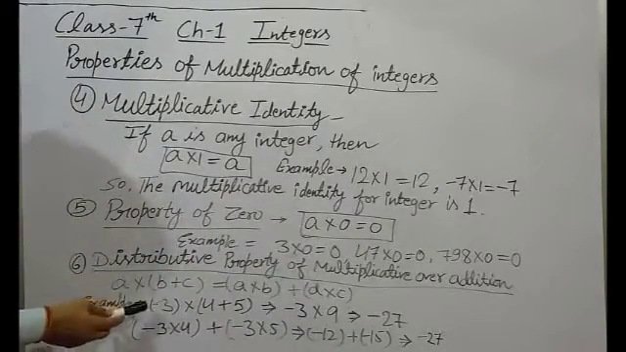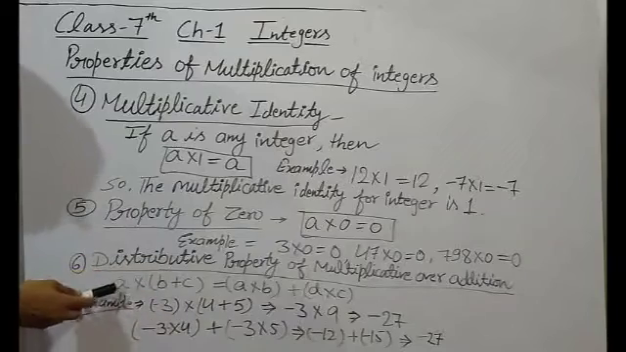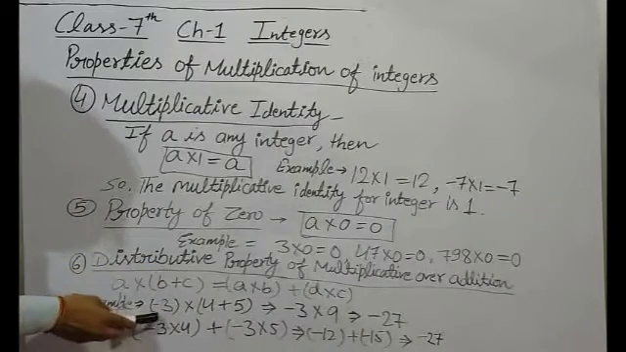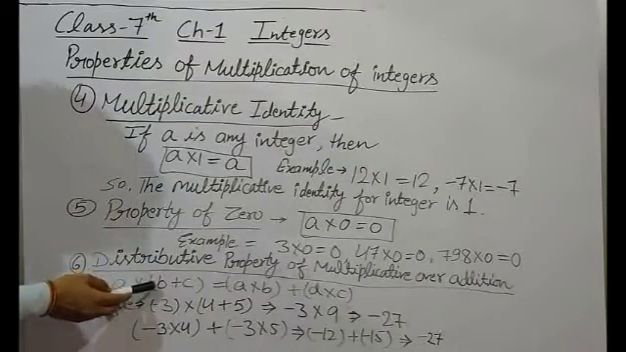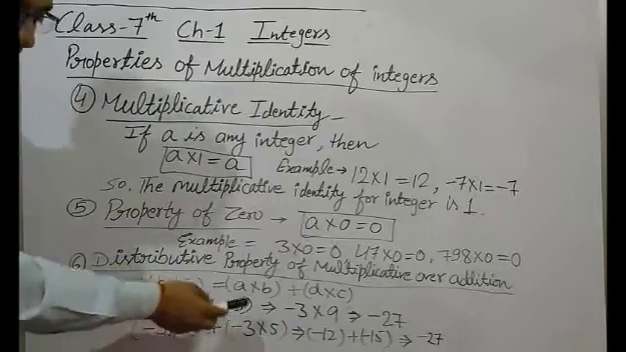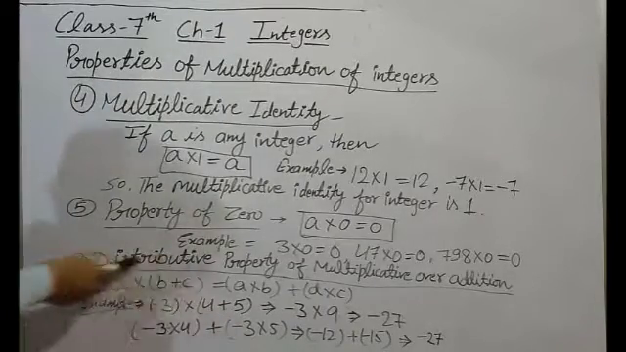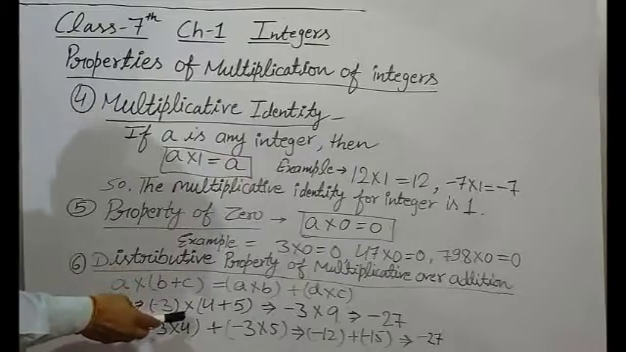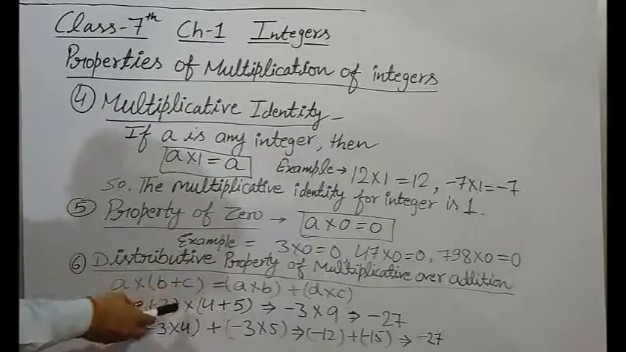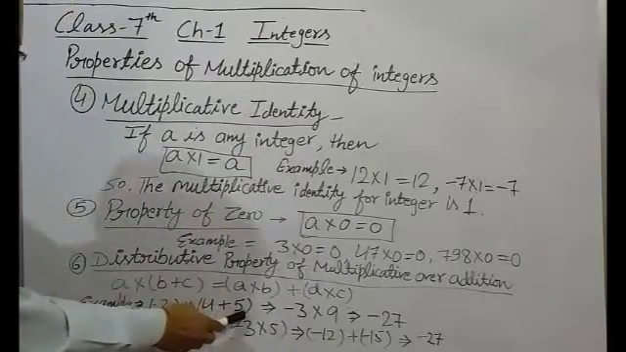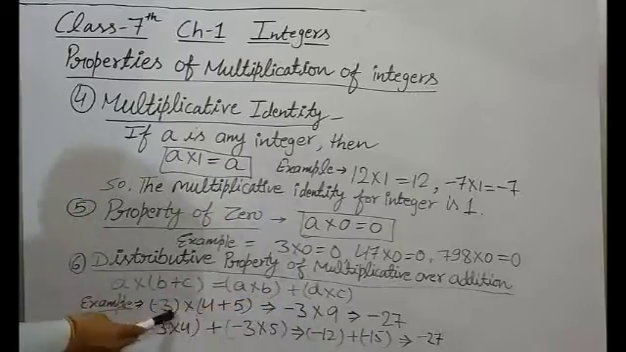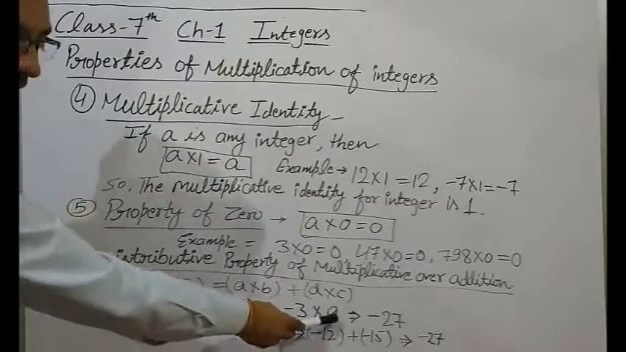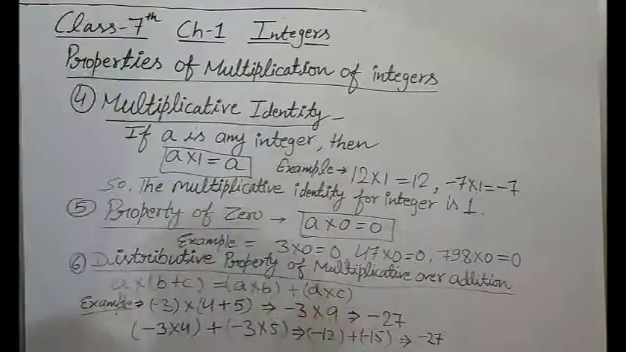We take three integers a, b and c. The value of a is -3. The integer value of b is 4 and value of c is 5. So first we solve the left hand side. So first -3 multiply (4 plus 5). So we add 4 plus 5 is equal to 9, multiply by -3. So 9 multiply 3 is equal to -27.